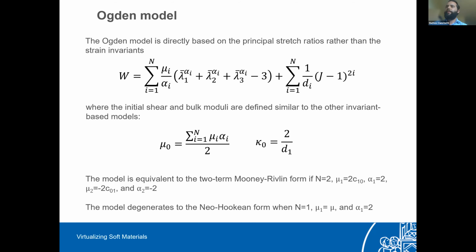The Ogden model is instead again a phenomenological model, but instead of being based on strain invariants, it is based on principal stretch ratios, as you can see here. And it is, again, equivalent to the Mooney-Rivlin, so you can derive it through the Mooney-Rivlin by applying some specific conditions.